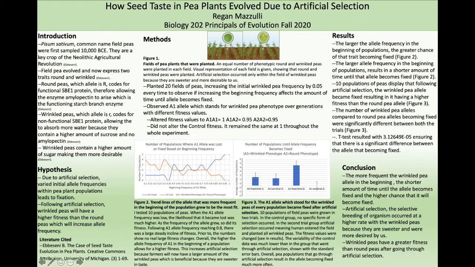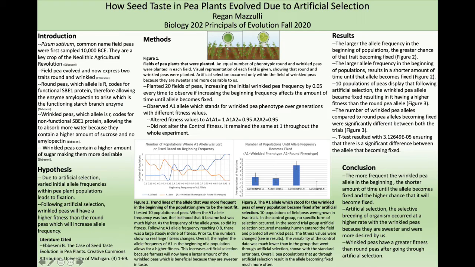So we can also say that this is a significant difference between the alleles becoming fixed in the control group and becoming fixed following artificial selection. And this is because our t-test, which you can see here on the screen, proves that it's a very significant difference.